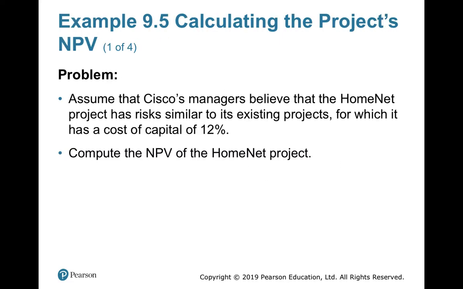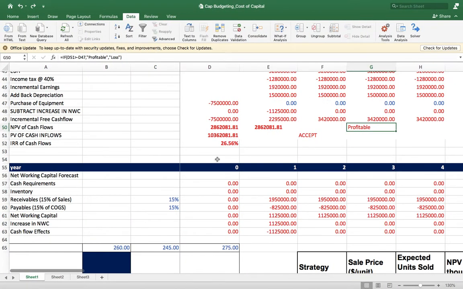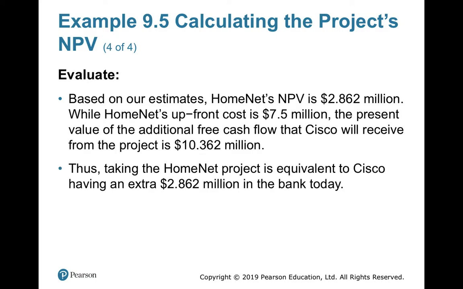For example, Cisco's manager believes that the HomeNet project has a risk similar to his existing projects, for which the cost of capital is 12%. Compute the NPV of the HomeNet project. We have calculated NPV also, we have calculated IRR also, and it becomes a profitable one. Taking 12%, we have calculated the NPV. NPV is 2.862 million. IRR is coming 26.67. So the company should accept the project. Why? If HomeNet considers this project, it will give an extra 2.86 million in the bank today. So this project is that profitable, so it should accept.